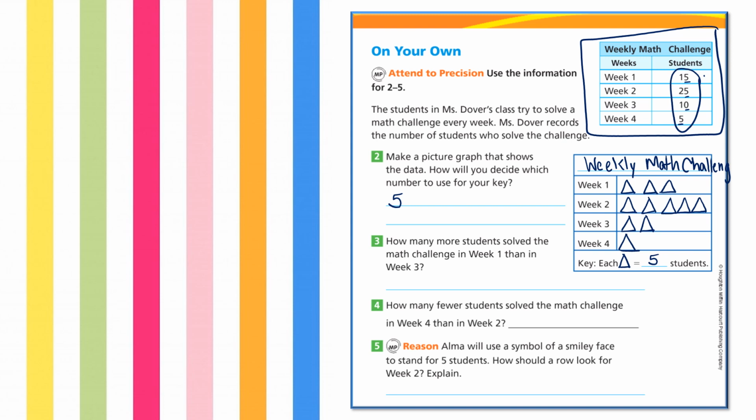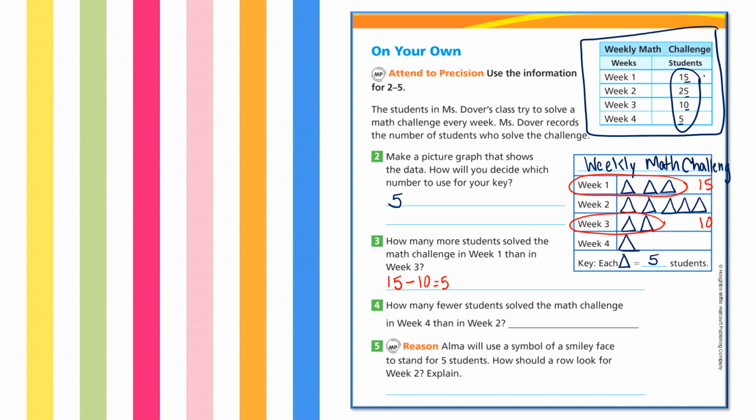So, how many more students solved the math challenge in week 1 than in week 3? So we want to compare week 1 and week 3. Okay? There's several ways that I can do this. I can subtract to find the difference. I know that there were 15 students in week 1. And I know that there were 10 students in week 3. So 15 minus 10 equals 5. So there were 5 more students in week 1.